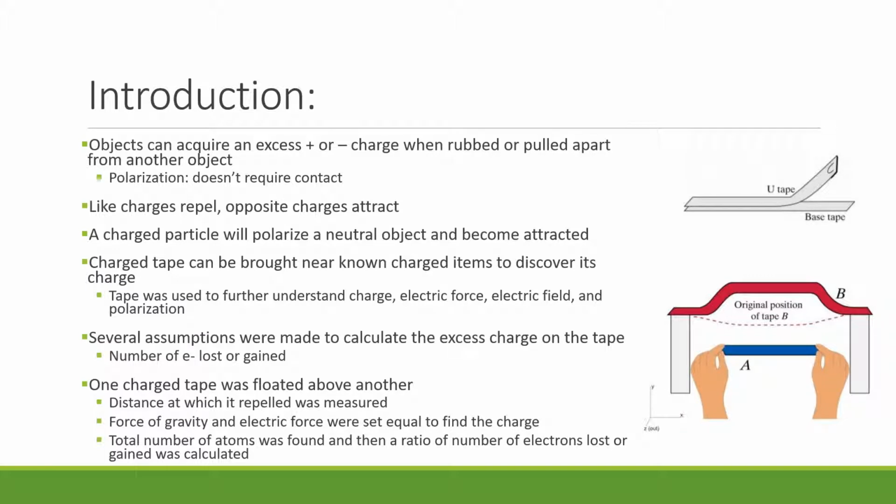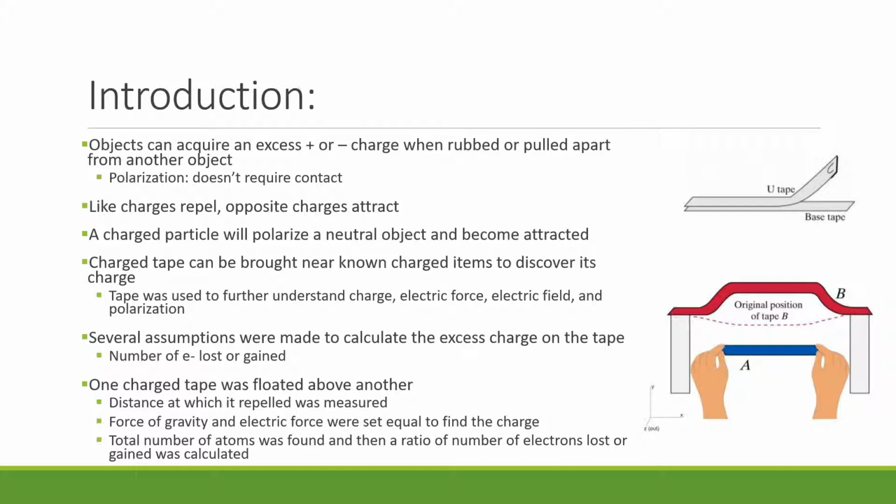Everyday objects can easily become positively or negatively charged, either when rubbed against another object, pulled apart, or, in the case of polarization, the objects don't even need to touch. It was established prior to this lab that like charges repel and opposite charges attract. A charged particle will also polarize a neutral object and become attracted to it. These two principles were applied to the early sections of this lab to determine the sign of the tape's charge.